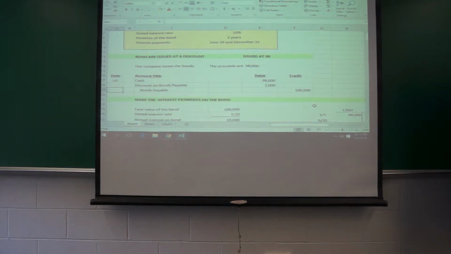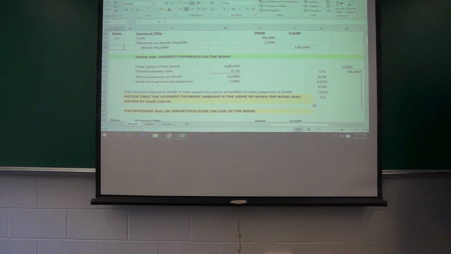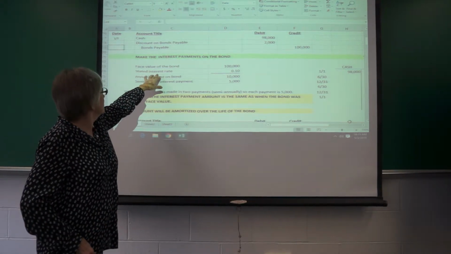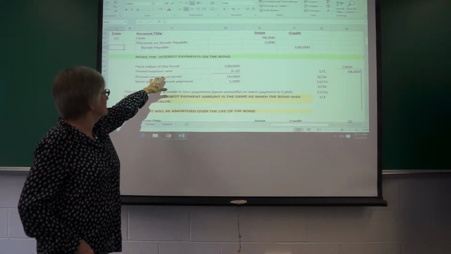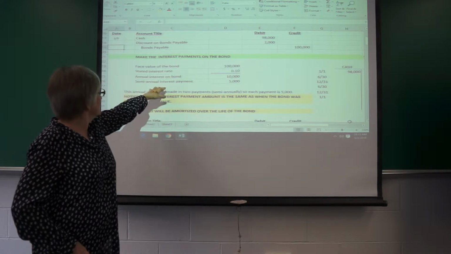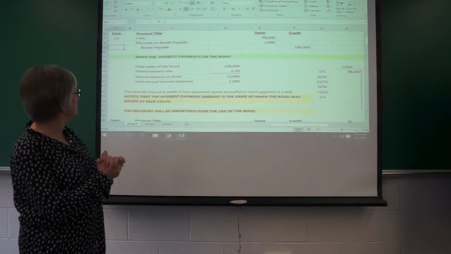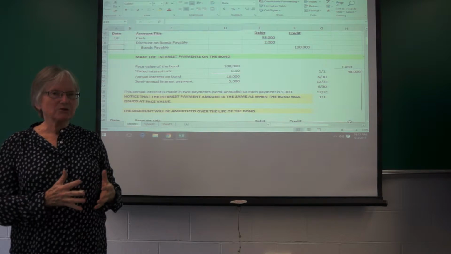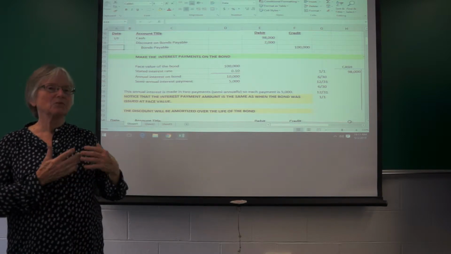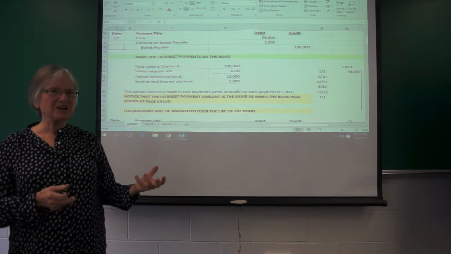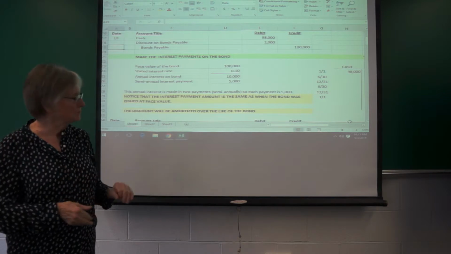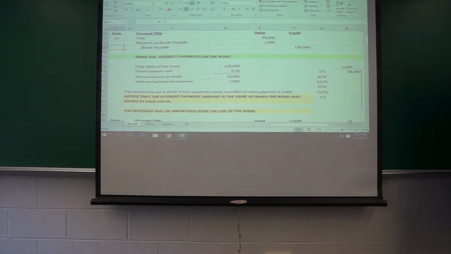Okay, so when we make the interest payment, it is going to be the same amount whether you issue the bond at a premium, at a discount, or at face value, because it's based on the face value of the bond and the stated interest rate. So our semi-annual interest payment is still going to be $5,000. But we have to amortize the discount over the life of the bond. With each interest payment, we're going to tack on a little of that discount, and it'll increase the interest expense for the bond and reduce the discount. So let's see how that works.